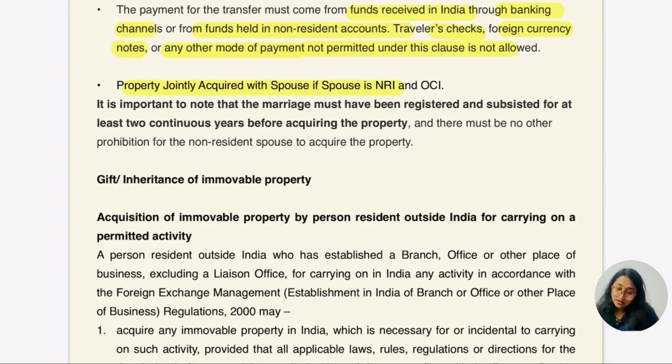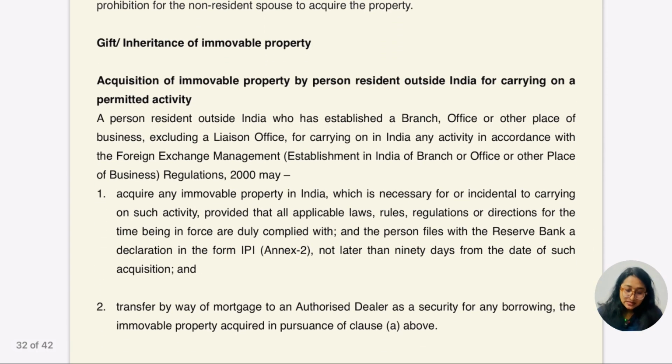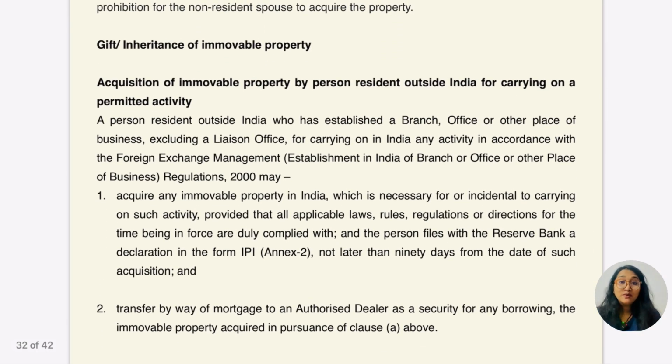Okay, so then surely Nick Jonas's Jijju ji can acquire the immovable property in India. Okay, then comes the gift inheritance of the immovable property. Yes, this is another point.